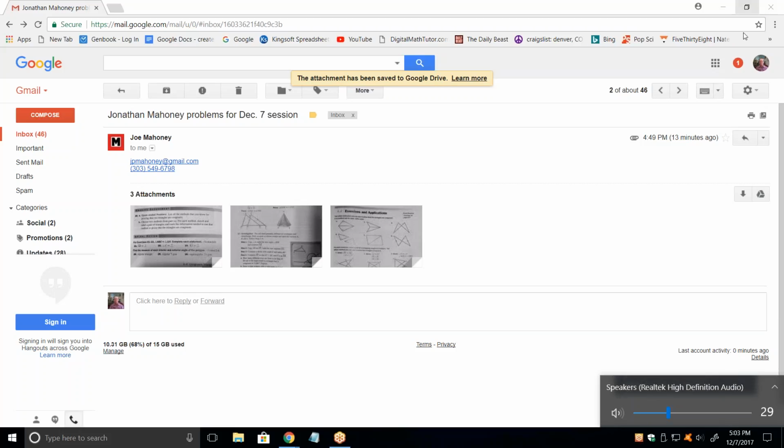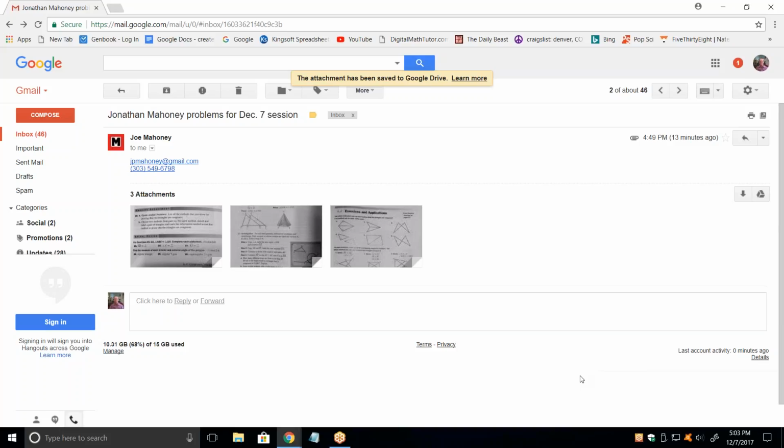Which of these pages do we want to start with? I think probably the one that says 6.4 exercises and applications on the right. Okay.